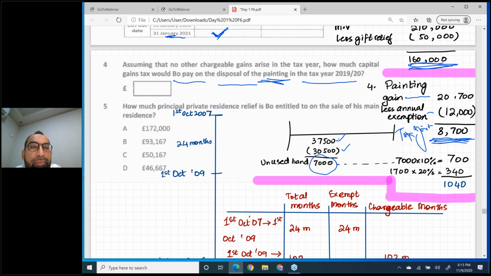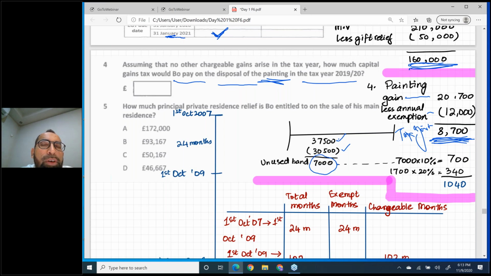Now you have to calculate tax for the normal gain. This 8,700 is your normal gain. You pick up this gain and you knock it against the first band. Only 7,000 of capacity is left in the first band. So what is the rate of tax? For normal gain, the first band tax rate is 10%. 7,000 times 10% is 700.